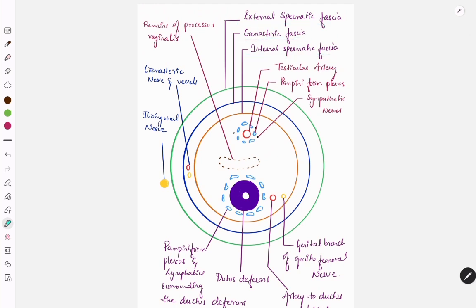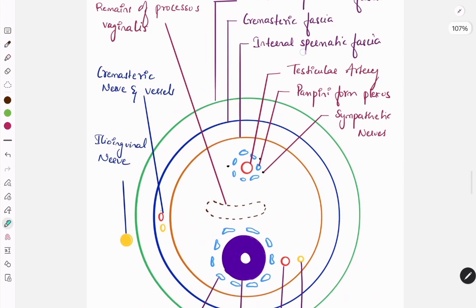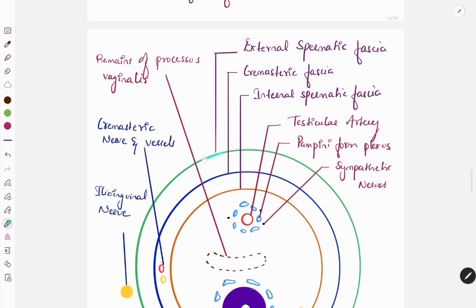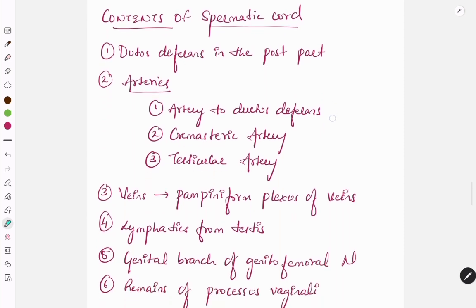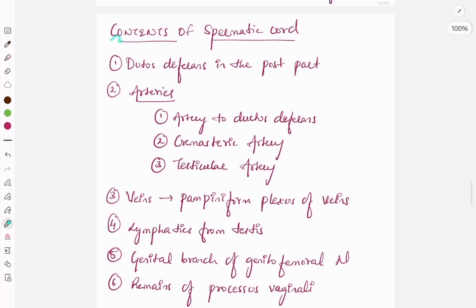This is a diagram which shows both the coverings as well as the contents of the spermatic cord. First we will look into the coverings. This entire green thing is your external spermatic fascia. Inside that we have the cremasteric fascia. Then we have the internal spermatic fascia. I would recommend you to remember the contents of the spermatic cord, and then you can just draw the diagram on your own. Obviously we all know that this spermatic cord is going to the testis. And in testis, we all know what do we have?